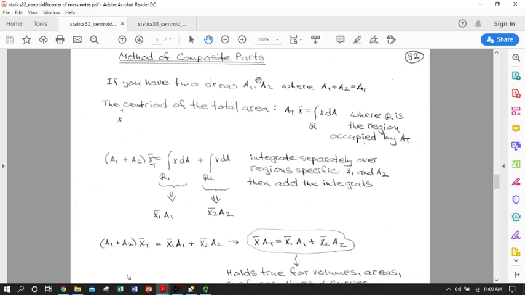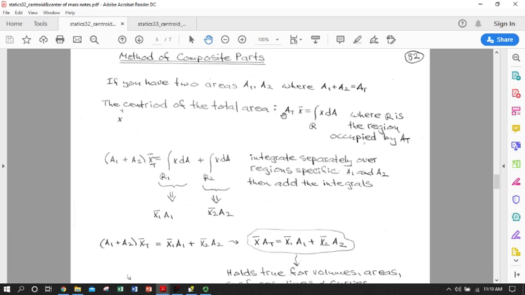So say you have two areas, A1 and A2, and they sum up to area total. And we can define the centroid of the total area. That's the same way we would define the centroid of anything else, right? Total area times, we'll just think about the x centroid for now. The y and the z would be analogous. So area total times the x centroid equals the integral over everything. So that's the integral over the entire region defining area 1 and area 2 times x dA. And so again, R is the total region of area 1 plus area 2.